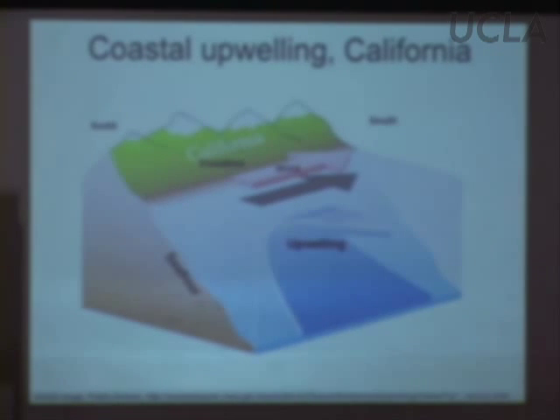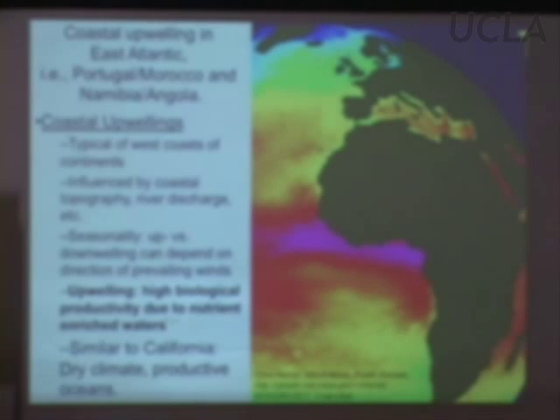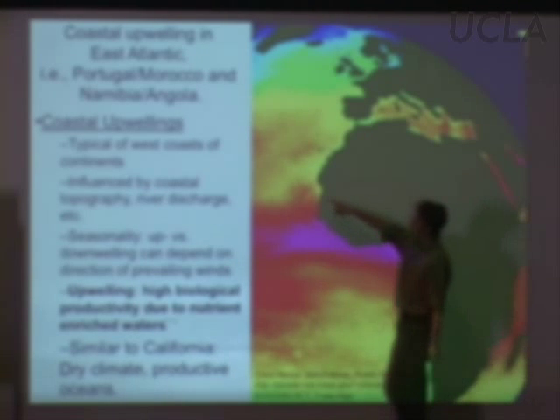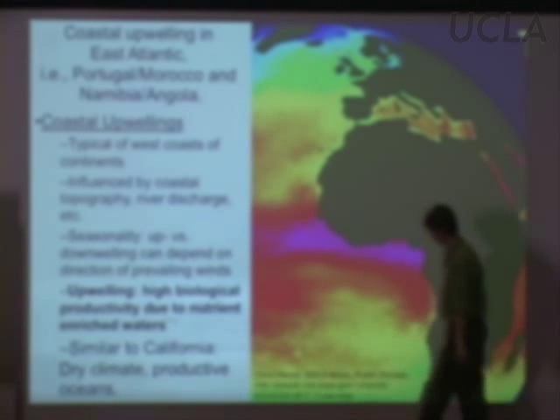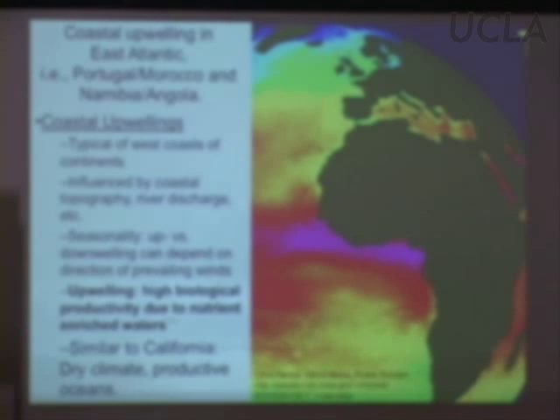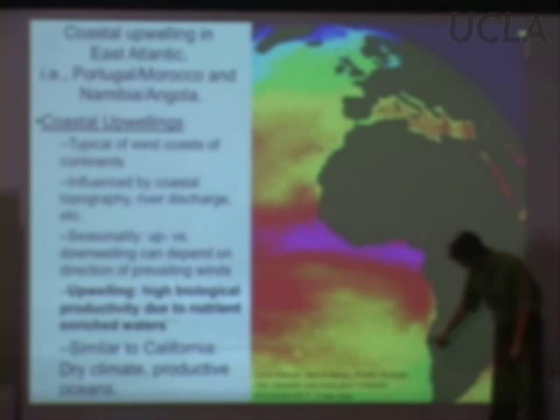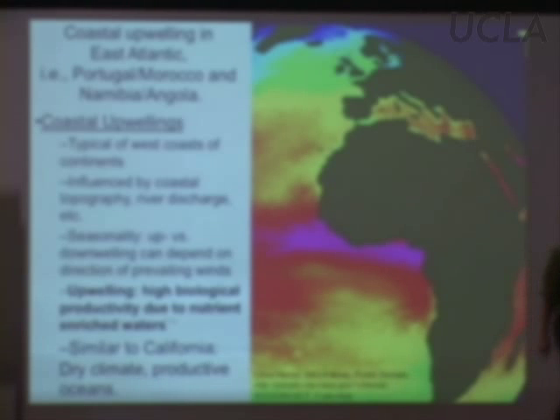So we should expect, wherever that kind of thing happens, that we should see areas of cold water being brought up along west coasts in particular. Okay. So you can see it off the coast of Morocco and Portugal. You can also see it here in the southern part of Africa, off the coasts of Angola and Namibia. And these tend to be common along west coasts of continents.